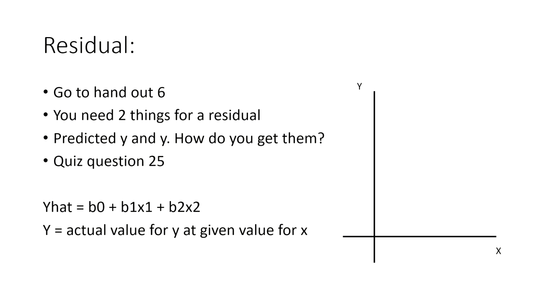On the other hand, your actual y is going to be the value at y for any given value of x. This is the observation that was actually made in the data.